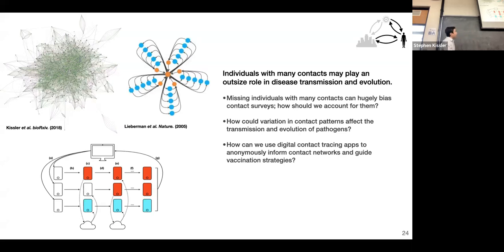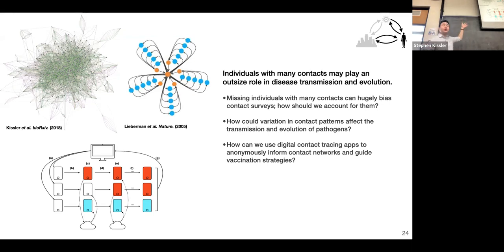One thing is that people with a lot of contacts naturally play an outsized role in disease transmission and evolution, but in any given study, we might be missing a number of people. And if we miss somebody who has a lot of contacts, then our estimates of how disease transmission is going to look in that population are going to be hugely biased. So when we're missing data, it's going to be especially sensitive to errors of that type. So one of the questions is, how do we build algorithms for network reconstruction that are mindful of this sort of very major error that we could make?